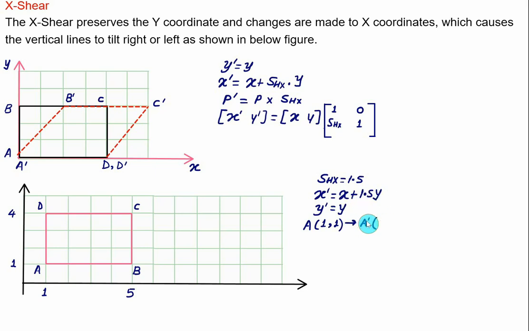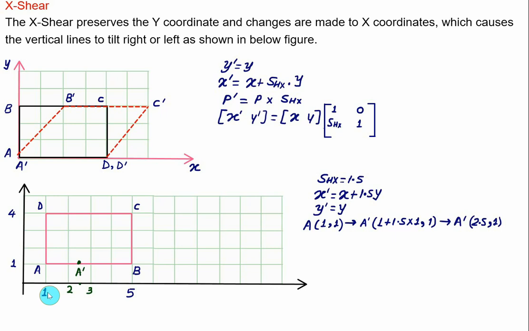Using x' = x + 1.5y, we have x equal to 1 plus 1.5 times y, which is 1, and the y value will remain the same, equal to 1. So in this case we will get A' as 1.5 plus 1, which is 2.5 comma 1. So this point A will shift to the new point. It will be 2, this will be 3, so this is 2.5, so it will take the position of A'.